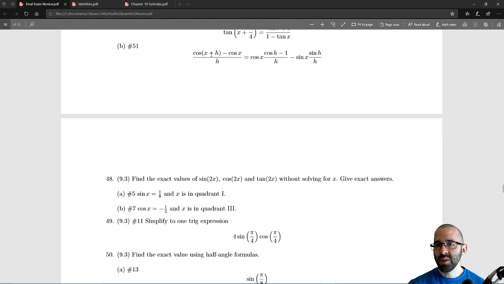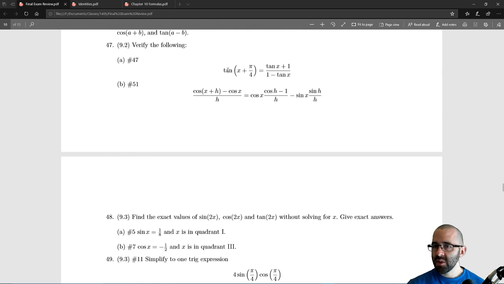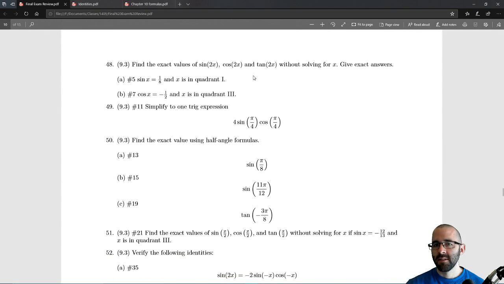Same here. Use angle sum. The reason why I would use angle sum here is because we have a tangent of x plus something. We have a cosine of x plus something. But on the other side, there's no x plus something. So we know we have to split this up. That's how you can identify that we need to use angle sum. Again, these ones are pretty big right here. You start with the formula.